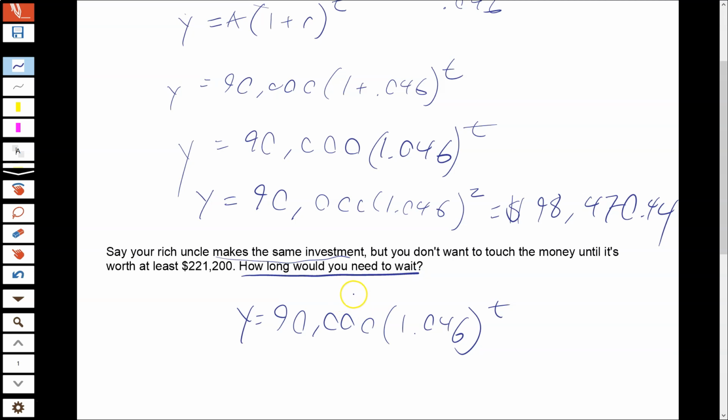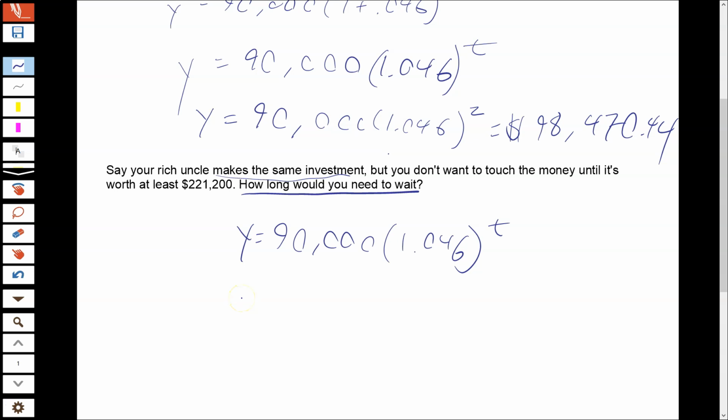I guess the question here is, what should I plug in and where? What you should have said, and you're kind of guessing here, but I bet a lot of you got it, is you're plugging in 221,000 to your y this time. Okay. So that is the difference between this problem and the last problem.